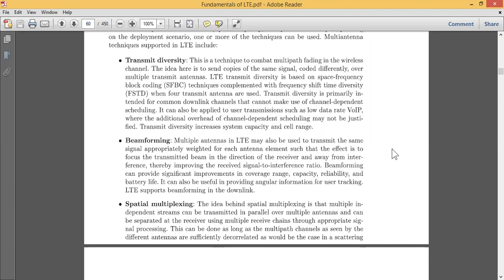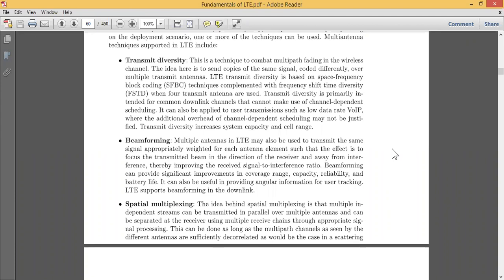then VoIP, when you go for the IP protocols or IP addresses, where the additional overhead of channel dependent scheduling may not be justified. So the time diversity increases the system capacity and the cell range. If you are trying to make use of an LTE system, then the time diversity is a must along with the multiple antennas. Therefore, it increases the cell range.